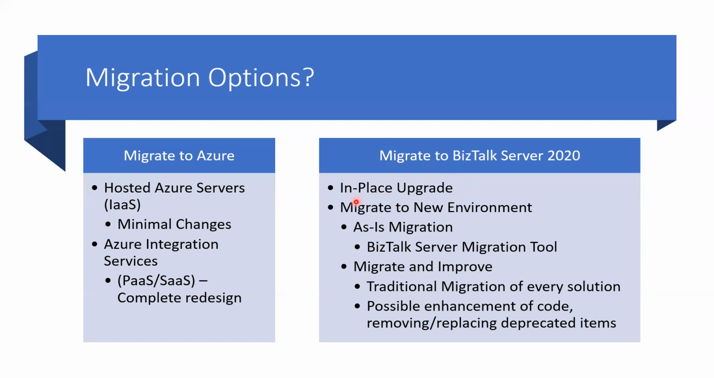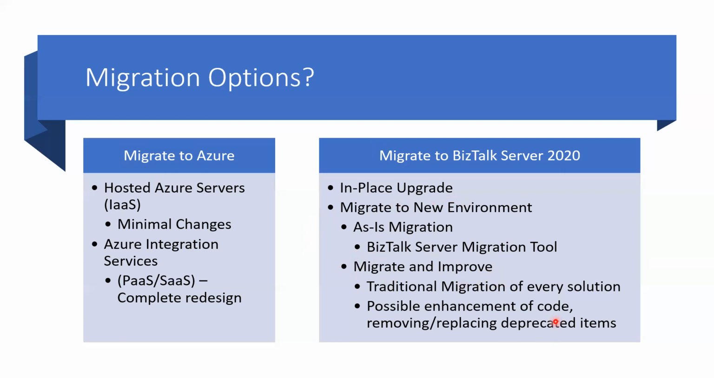The other option is to migrate to a new environment. Let's say you have BizTalk 2010, 2013, or, as with one customer we worked with, they were still using BizTalk 2006. With all those versions, one option is to create a new infrastructure, move your code to the latest Visual Studio 2019, and then move everything to that infrastructure. That is where you want to migrate and improve.